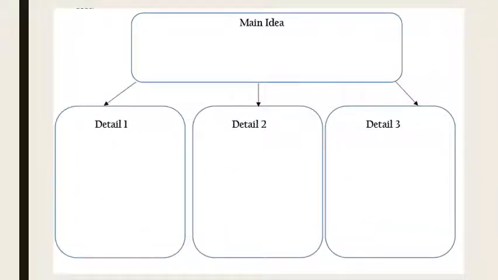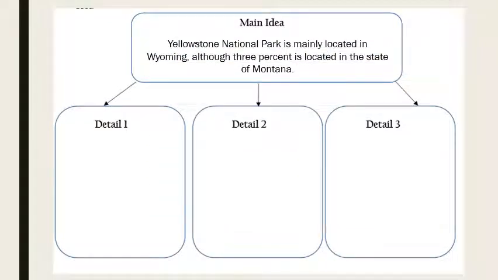Fill in the organizer with the main idea. The main idea is Yellowstone National Park is mainly located in Wyoming, although 3% is located in the state of Montana. Okay, so here this is the main idea. And the supporting details, where do I get them from? I get them from the paragraph itself, but after the main idea. What I want you to pay attention to is to avoid writing examples in the details. When you find a sentence that starts with, for example, it includes, or for example, there are, I cannot consider it as a main detail because this example supports the detail itself.